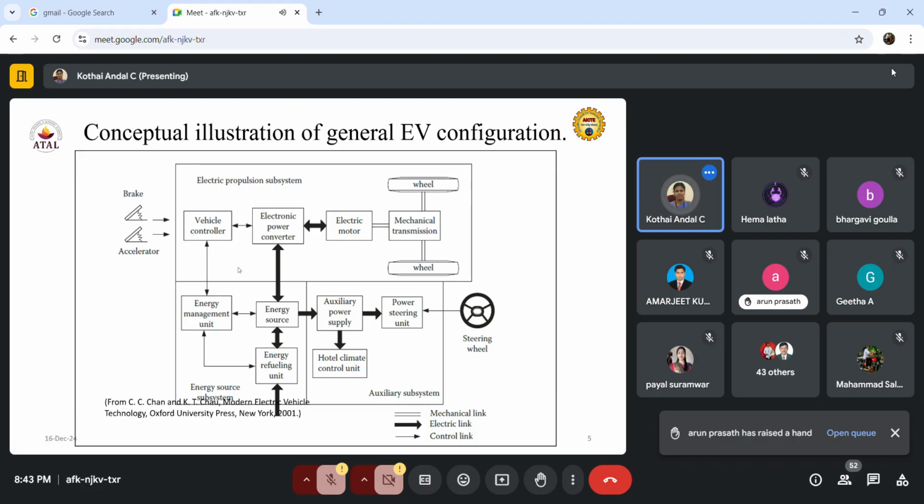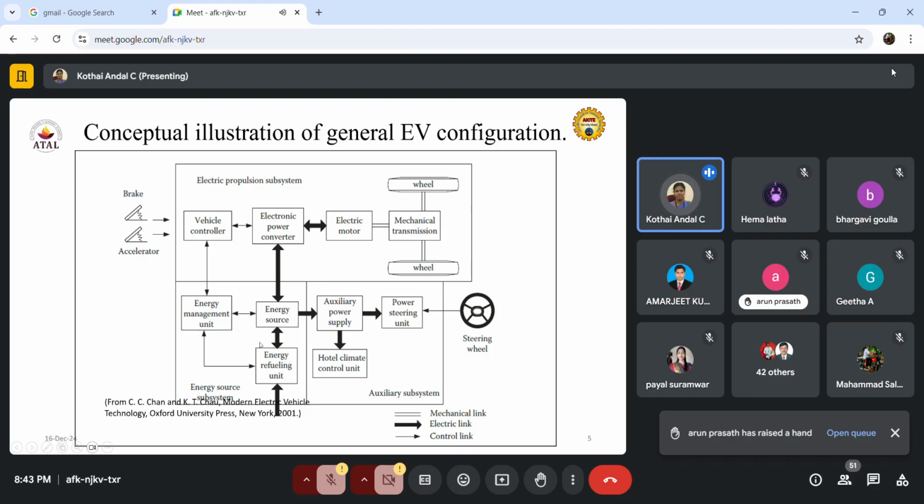One is the electric propulsion subsystem. That is the driving part. So this major part is the driving part. That part is even available in case of IC engines also. In an electric vehicle, the propulsion system is run by electric power; in case of IC engine vehicles, the propulsion system is run by the IC engine. So this is the essential part.